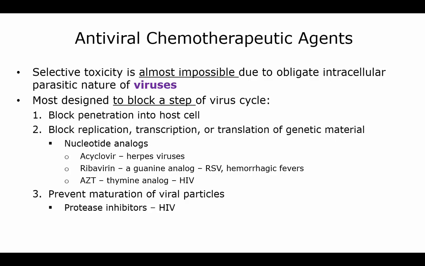Selective toxicity is almost impossible with viruses because they're parasites and they're obligate intracellular. So what these drugs need to do is block penetration into the host cell, or block replication or transcription or translation of the genetic material. And this would be acyclovir and AZT, the HIV drug. And they also need to prevent maturation of virus particles. And this is also HIV drugs, the protease inhibitors.